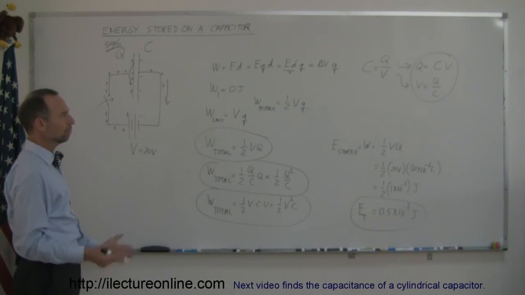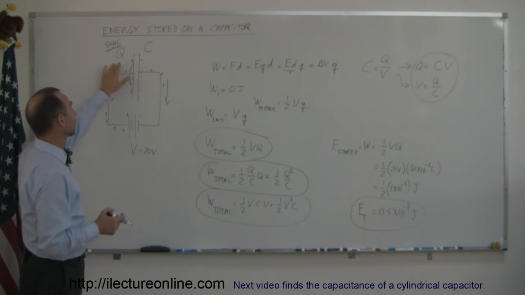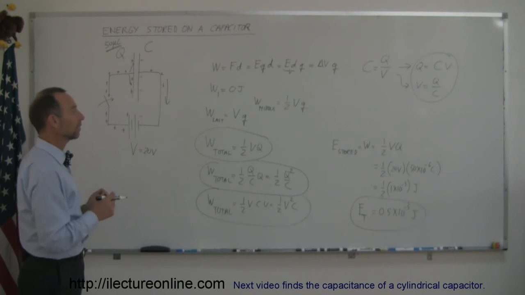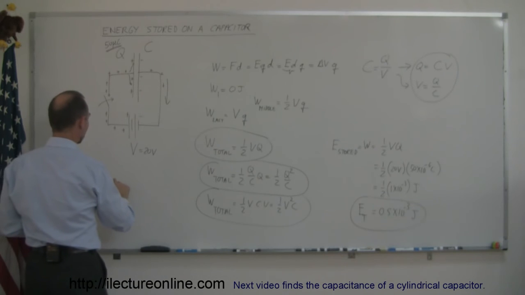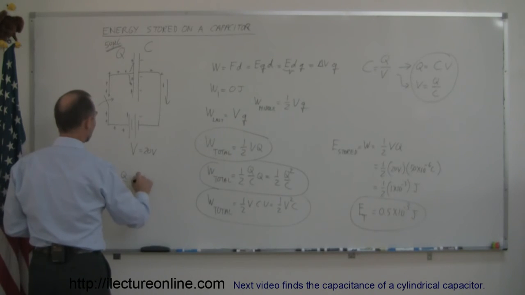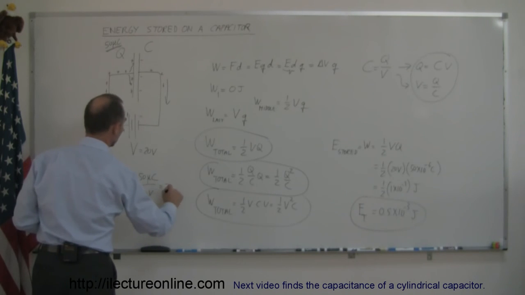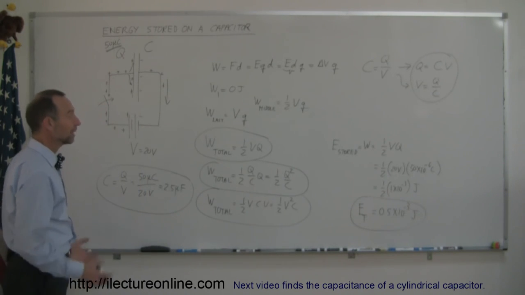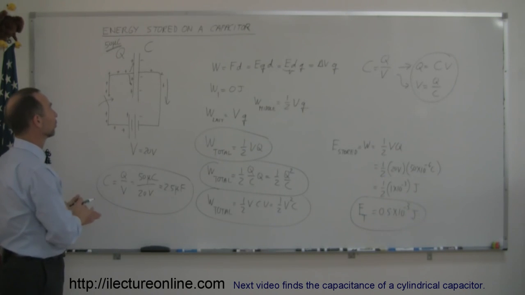And just to see if we remember this, how big is the capacitor? What is the capacitance of a capacitor that will store 50 microcoulombs of charge when there's 20 volts applied? Well, then we go back to that equation right there. We can say that capacitance is equal to the charge divided by the voltage, which is equal to 50 microcoulombs divided by 20 volts, which is equal to 2.5 microfarads. So in this case, we're dealing with a 2.5 microfarad capacitor. And that's how you work with the energy stored in a capacitor when you fill it full of charge.